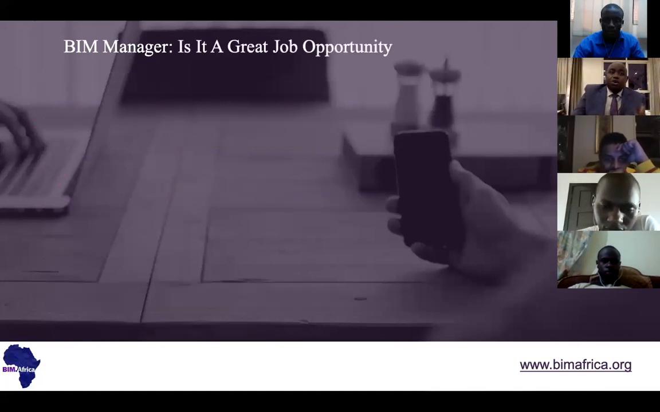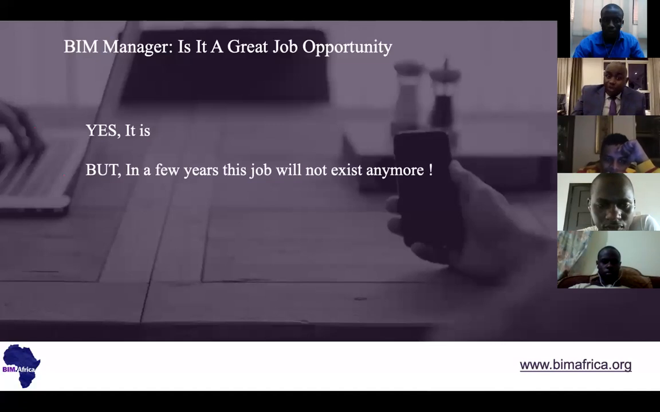Simply. So BIM manager, is it a great job opportunity? Yes, it is now. But in a few years, this job will not exist anymore. We have to understand that. I want us to understand this issue of what we think. People were taking it much more than it is, and at times less than it is as well. So BIM management or BIM itself is a good opportunity for now.